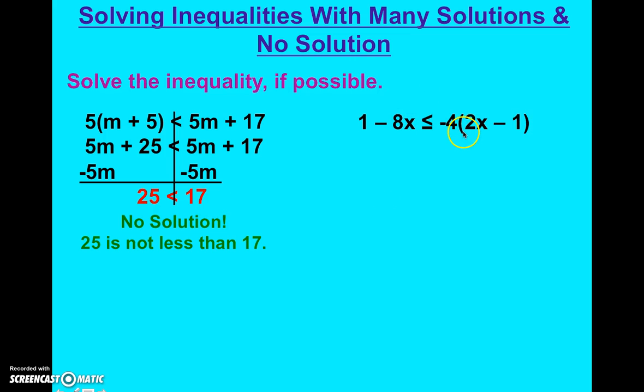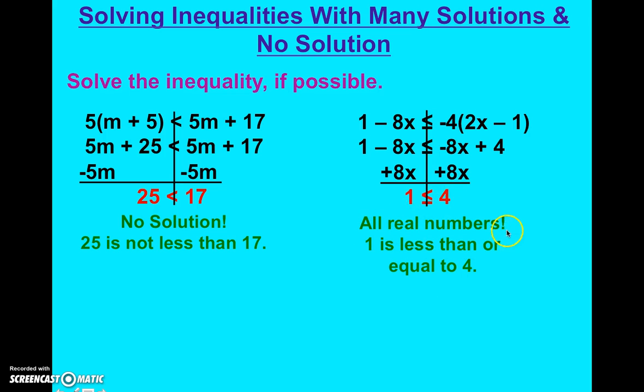Okay, how about over here? So let's do the same thing. Draw your line down the equal sign, distribute. Okay, what would you do? Well, we'd add 8, but we've got 1 is less than or equal to 4. Is that a true statement? Yeah, 1 is less than 4. So this time there's all real numbers. Since this is true and we don't have any more x's, we have all numbers. Anything would be a solution to this.